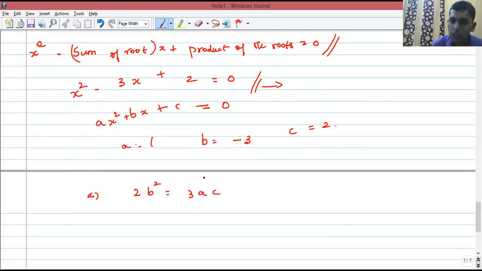Just apply. b square is nothing but 9, 3 square will be 9. 2 into 9 will be equal to 3 into 1 into 2. Whether it is right? 18 is equal to 6? That is not equal, so this option is not right.